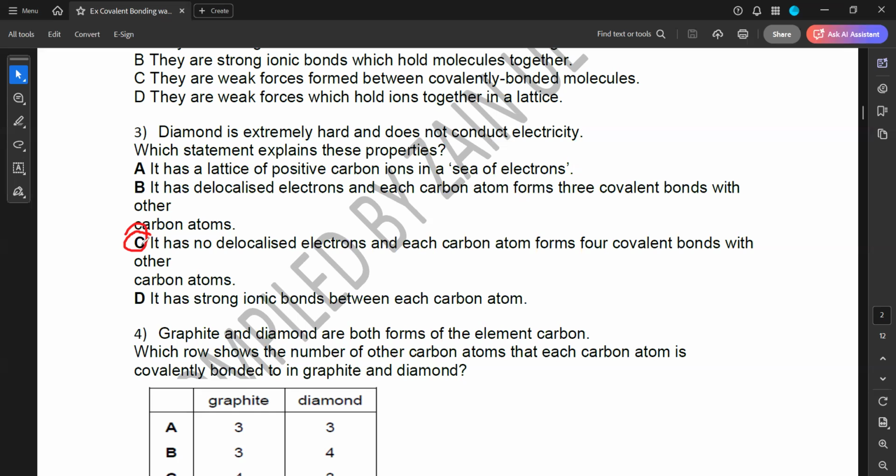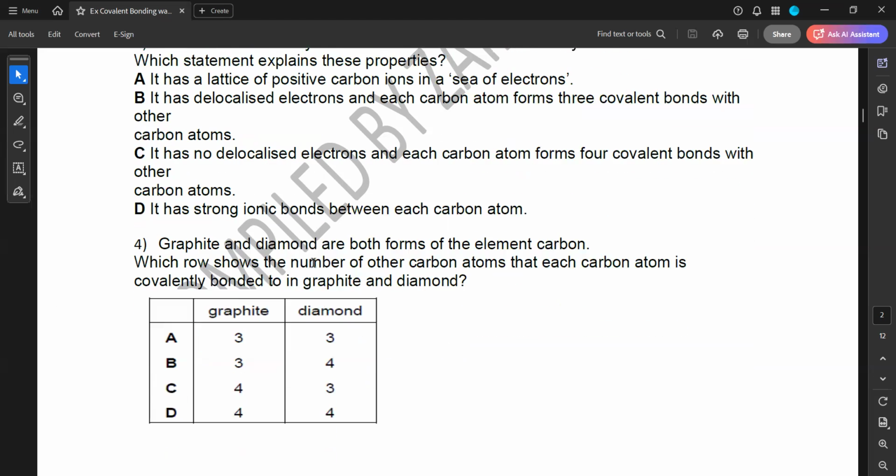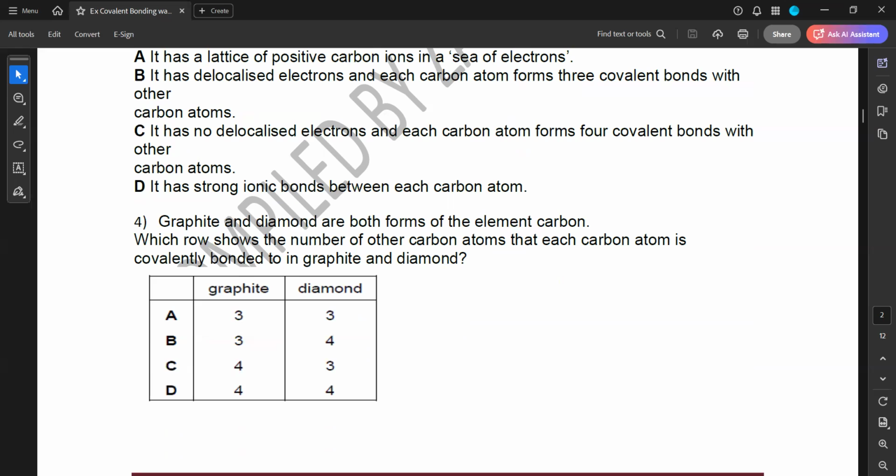Sir, what is the answer for B? Question 2, C. And question 1? C as well. All of them, 1, 2, and 3, C is the right answer. Question 4. Any doubt in question 4? The correct answer for question 4 is B.